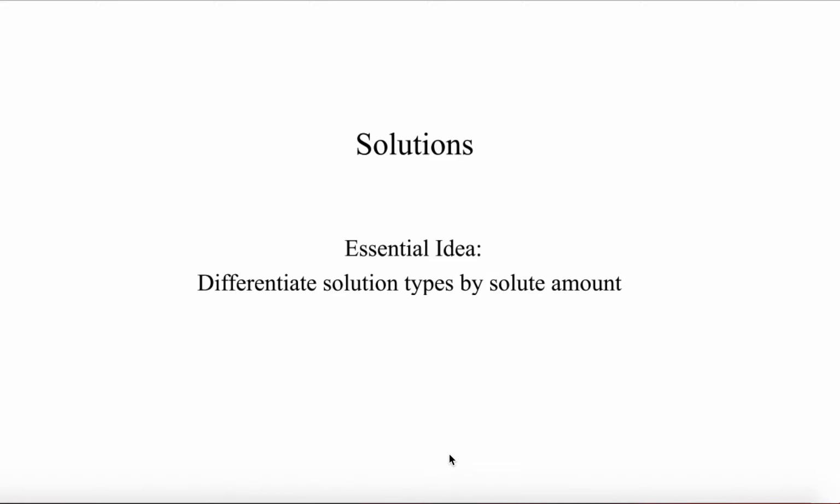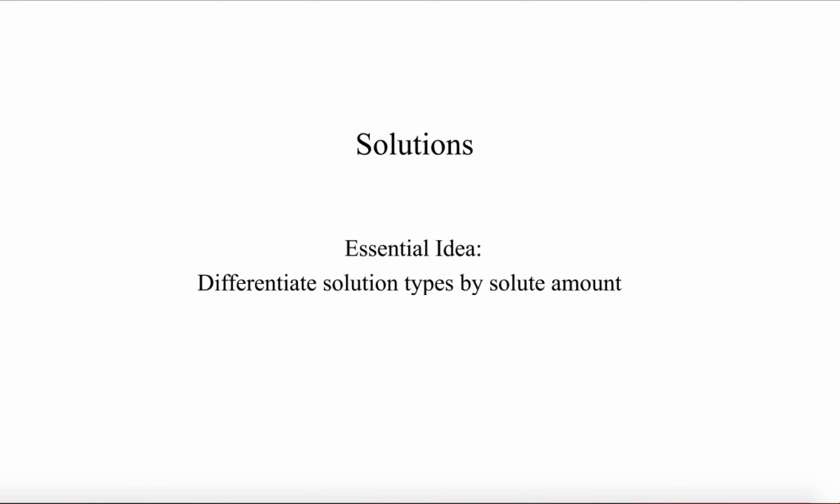So today we're going to start off talking about solutions. We're just going to discuss real quick what a solution is and the different types of it. What we want to be able to do at the end is just be able to differentiate between different solution types based on the amount of solute present in this actual solution.